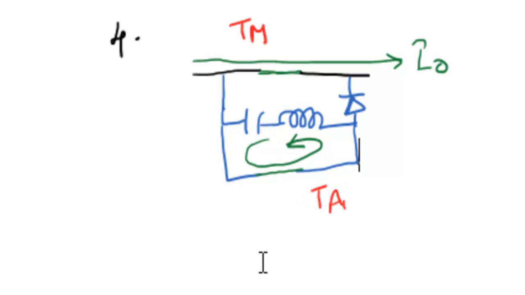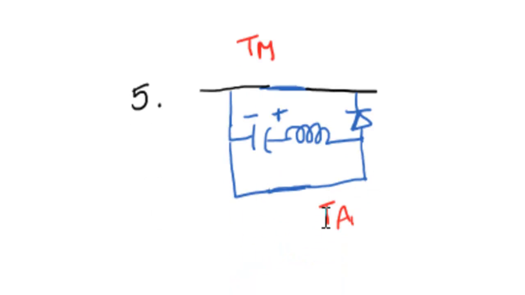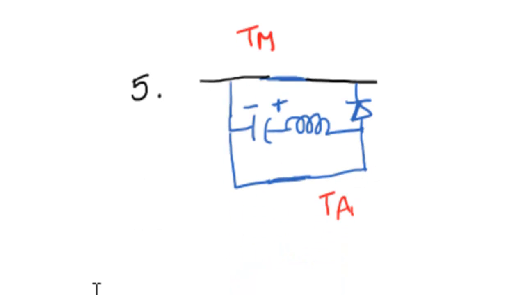Now after this instant, this inductor discharges in the same direction of the current. That means all the energy available with the inductor will be supplied back to the capacitor. In this case, current is moving like this, supplying the capacitor like this. That's why this becomes the positive plate and this becomes the negative plate.